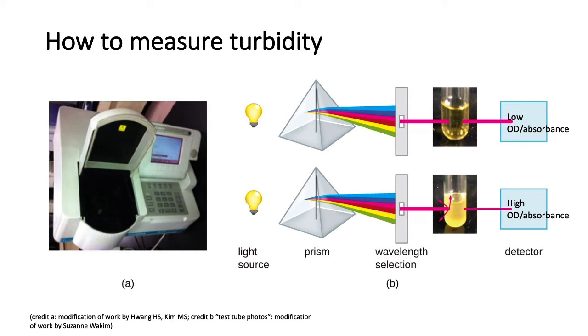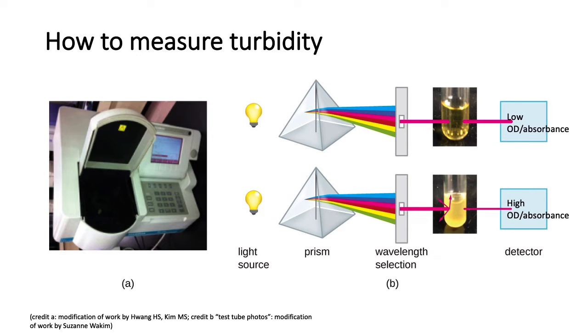Now you may wonder, how do we know these numbers? How can we generate these kinds of graphs? Well, you can use as a proxy the cloudiness of the culture. Cloudiness is the same as turbidity.